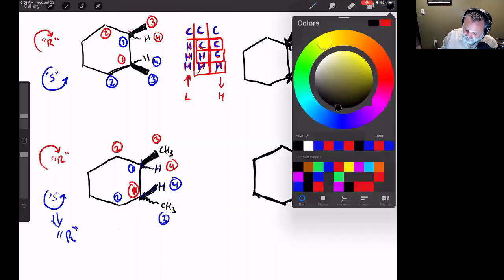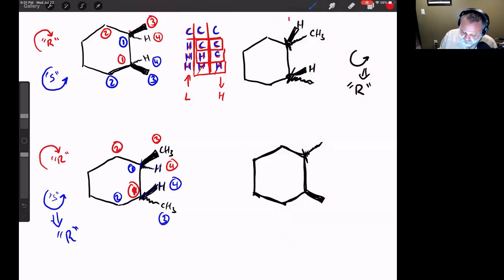We're going to come up with the same prioritization. So this is 4, this one is 3, this one is 2, and this one is 1. So what I'll end up with is 1, 2, 3, a clockwise arrow. But remember, that clockwise arrow is in the wrong position. I'm looking at it backwards, so I'll call this S. So this one is S, this one is R. That's what's going on with that particular version. So I've got R, S and R, and I've got R and S.